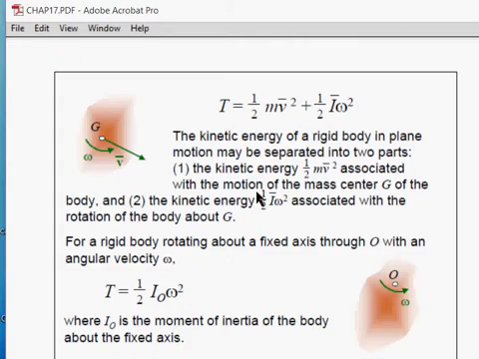So you could see the comment here in the middle that says for a rigid body rotating about a fixed axis through O with an angular velocity, of course, T is going to be 1/2 of I, the moment of inertia, times the square of the angular velocity.